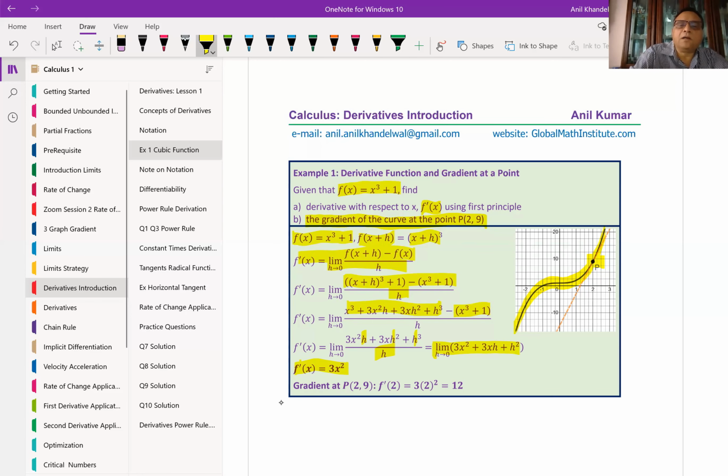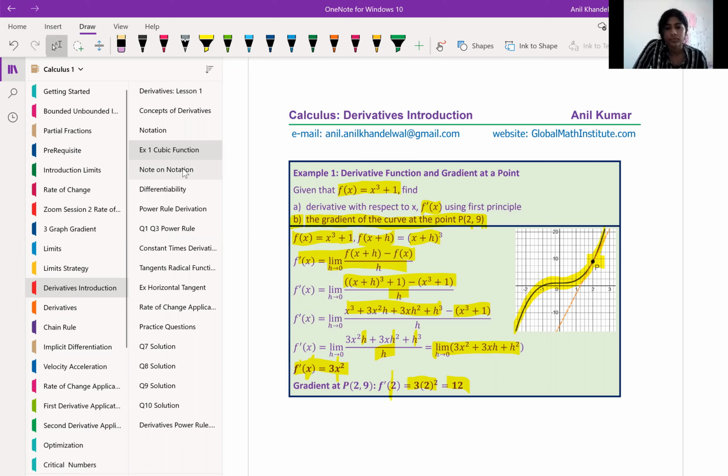Now we'll do part B, which is to find the gradient at the point P equals (2, 9). The x value is 2, so we replace x with 2. See the notation, f prime of 2. The derivative at x equals 2: replace x with 2 and you get 3 times 2 squared, which is 12. So the derivative at x equals 2 is 12. Is that clear to you? The only thing we have done is change the name from gradient or instantaneous rate of change to derivative, and the notation will be dy dx or f prime x.